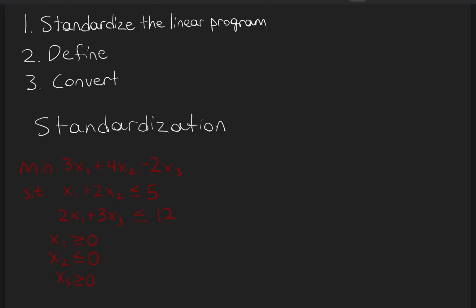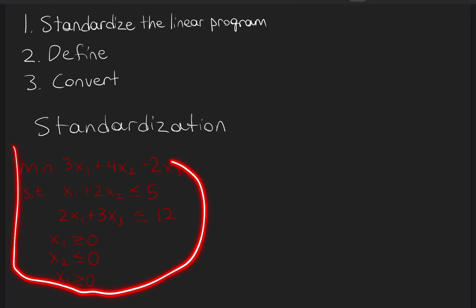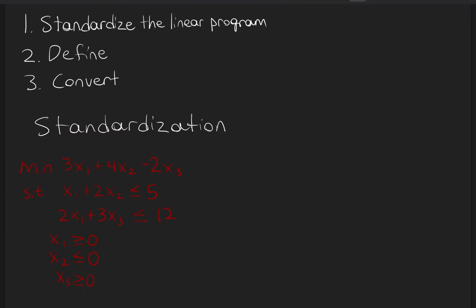So we have this linear program right here. We are minimizing our objective function. We have these two constraints over here that are upper bounding these variables over here. We have our sign constraints over here. X1 has to be positive, X2 has to be negative, and X3 has to be positive.